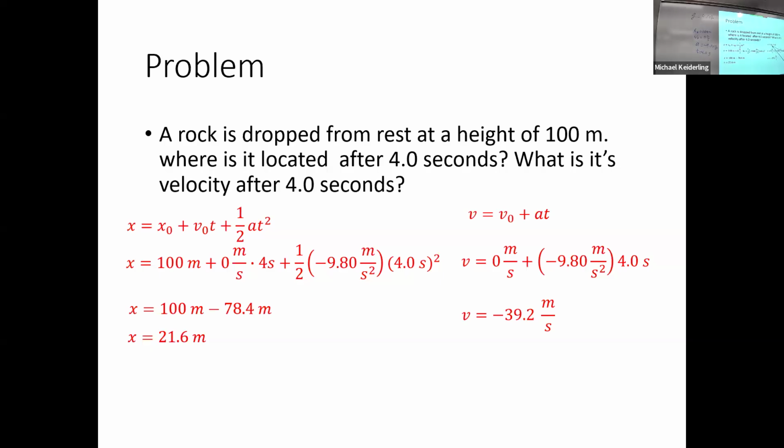The velocity is the initial velocity plus the acceleration times time. So our initial velocity is 0. Our acceleration is negative 9.8 meters per second squared times 4 seconds. Our velocity will be negative 39.2 meters per second.